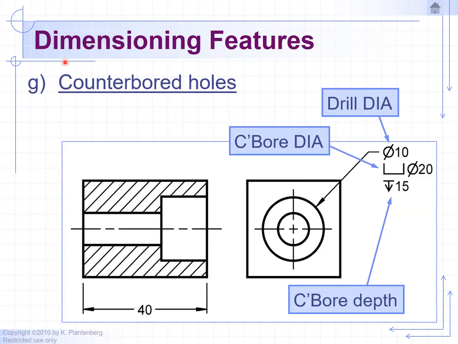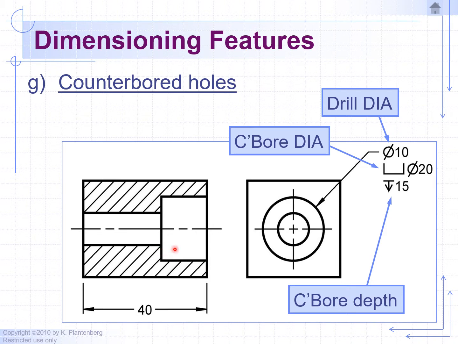Okay, counterbore holes. We did mention them earlier in the previous lecture when we were talking about symbols. Okay, a counterbore hole is basically a small diameter hole. So you drill a small hole through a block. So here we have the smaller diameter hole. And then you follow it with a larger drill with a larger diameter hole. And it doesn't go as deep as the first one. So the result is a counterbore hole. So a little small diameter hole followed by a larger diameter hole with a smaller depth.